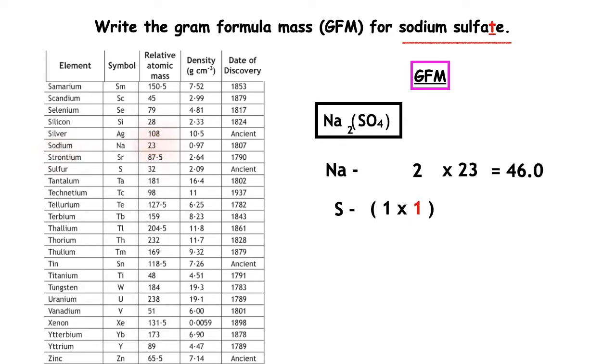We have 1, multiplied by the number outside the bracket, which is 1, multiplied by the relative atomic mass, which is 32. 1 times 1 is 1. 1 times 32 equals 32.